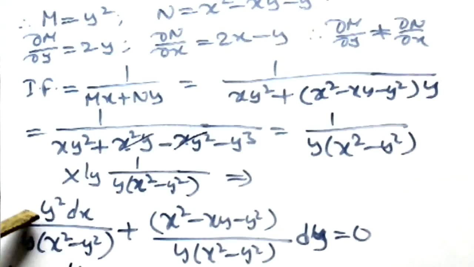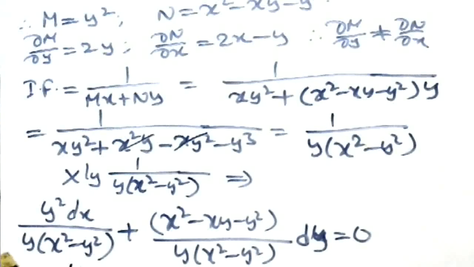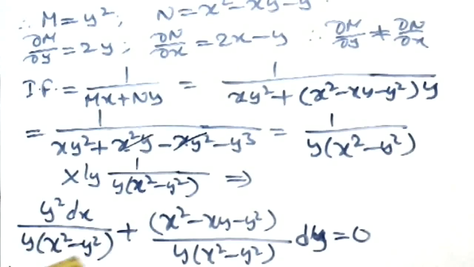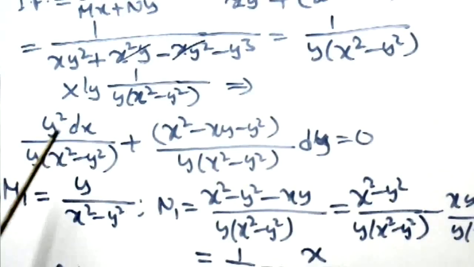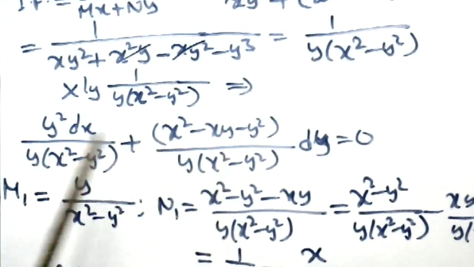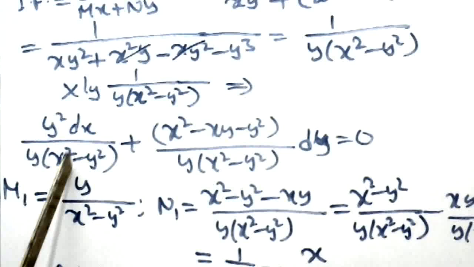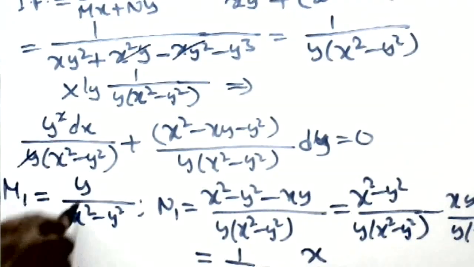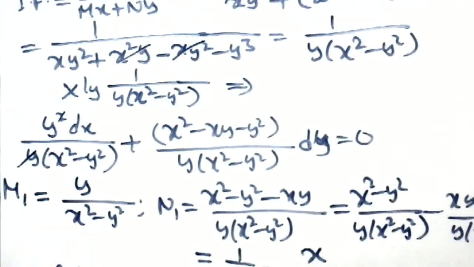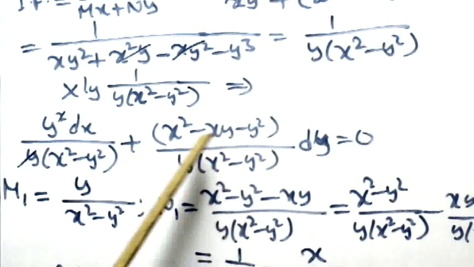Now we multiply the equation with the integrating factor. The y² term, the first term, we multiply with the integrating factor. Here also we multiply with the integrating factor. Now this is M1 and this is N1. Again we compare. y will get cancelled. What is left here? We are left with y by x² minus y².